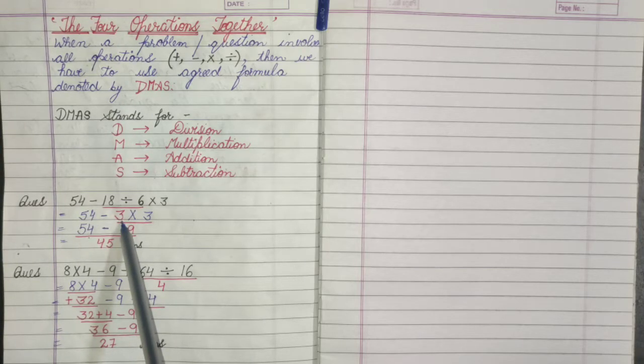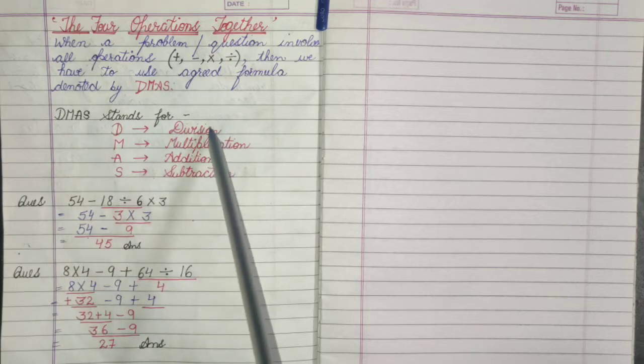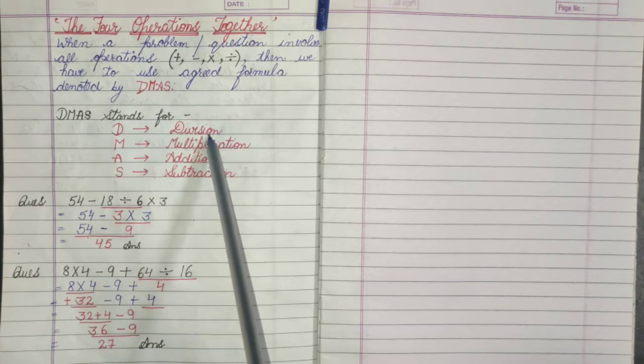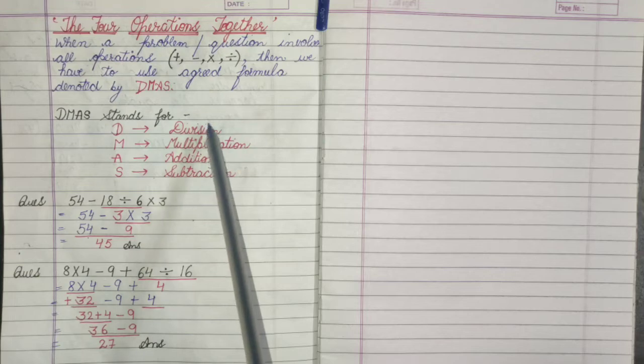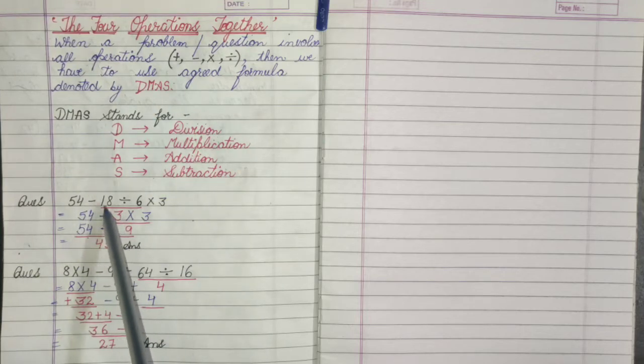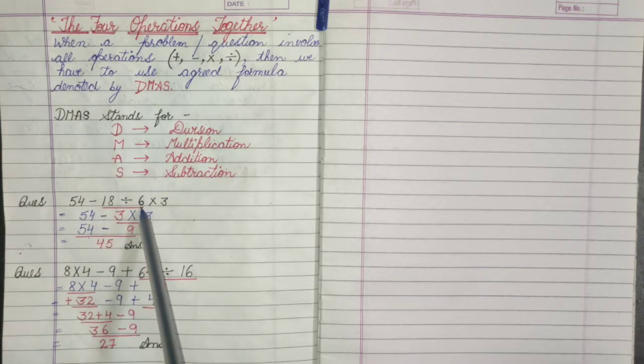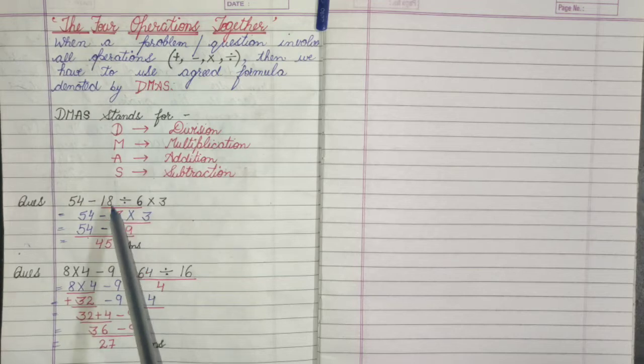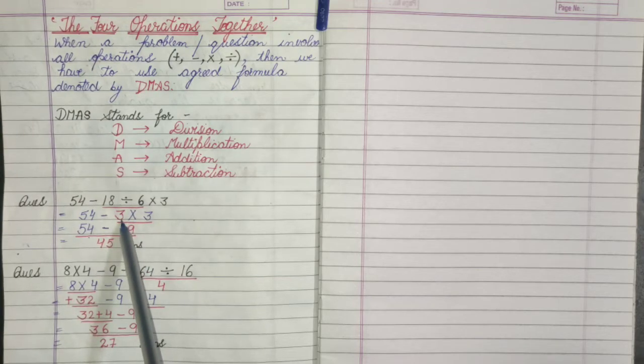This is our first step, where we have to solve the division. And while solving the division, first of all we will underline it, and after underlining, उसका आंसर हम उसके नीचे लिख देंगे.